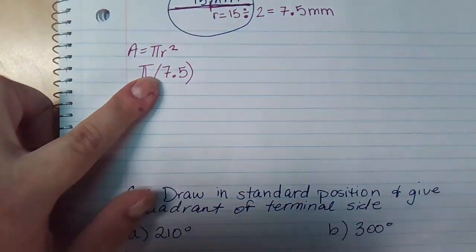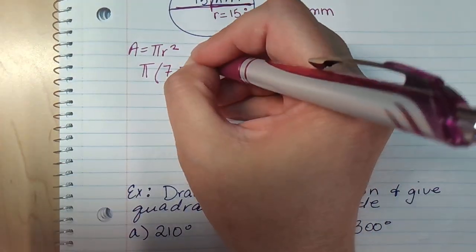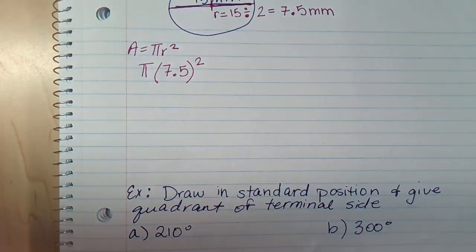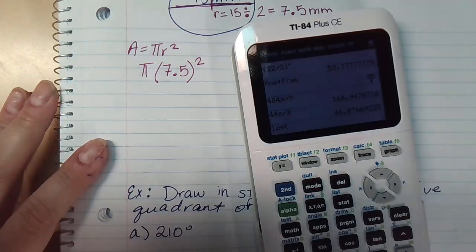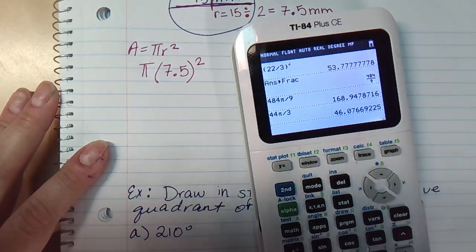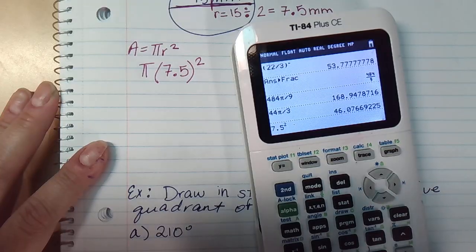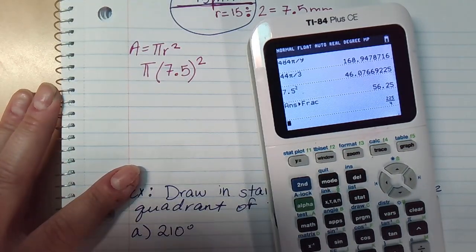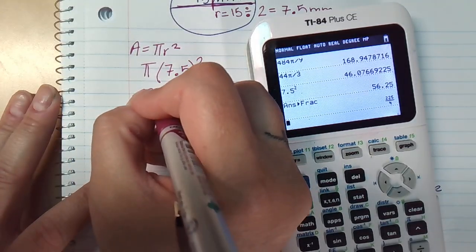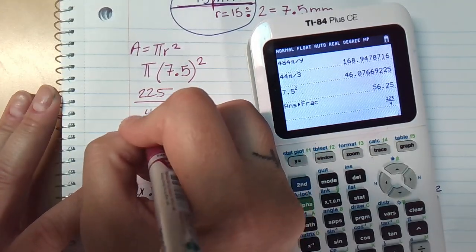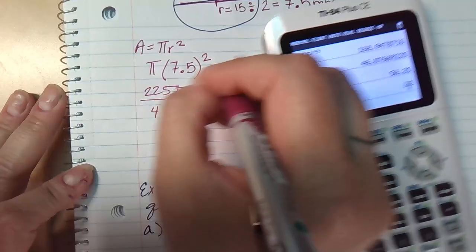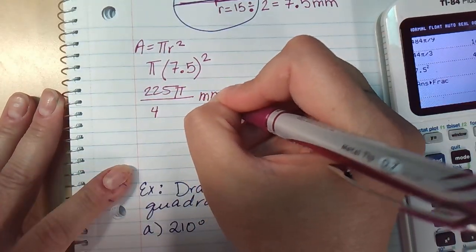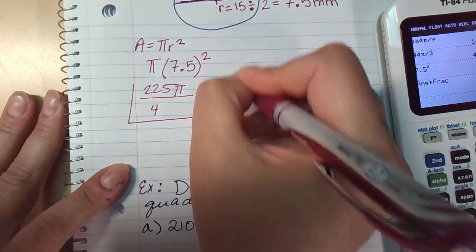Okay, so we have pi times 7.5 squared, and then whatever this is, it's going to be millimeters squared. So let's do 7.5 squared. And let's press math, enter, enter. And this gives us 225 over 4 pi. And that's millimeters, and it's squared.